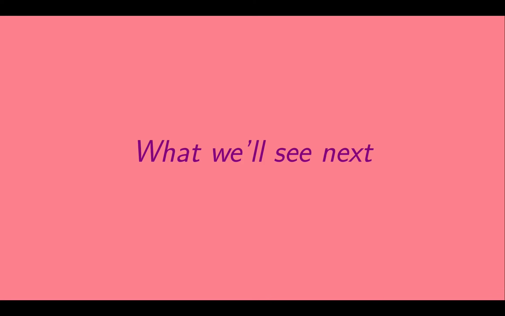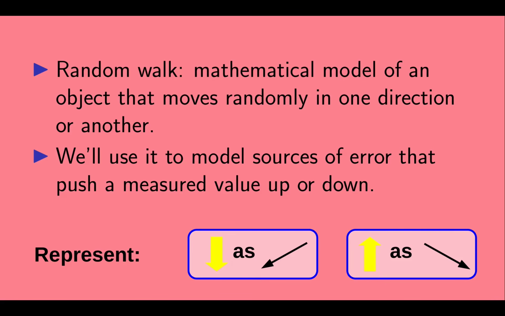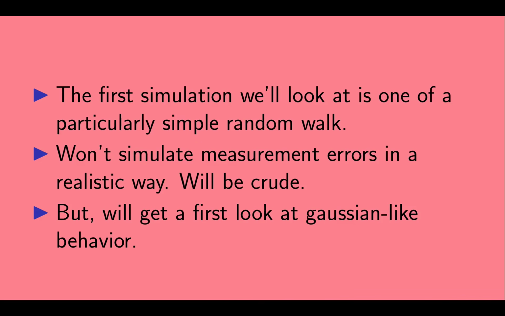Okay, let's briefly mention what we'll see next. We'll try to see how Gaussian distributed errors arise by doing some simulations. Specifically, we'll look at a series of simulations of random walks. A random walk is a mathematical model of an object that moves randomly in one direction or another. We'll use it to model sources of error that push a measured value up or down. So basically, we'll model a source of error that pushes Q measured down as a step to the left, and a source of error that pushes Q measured up as a step to the right.